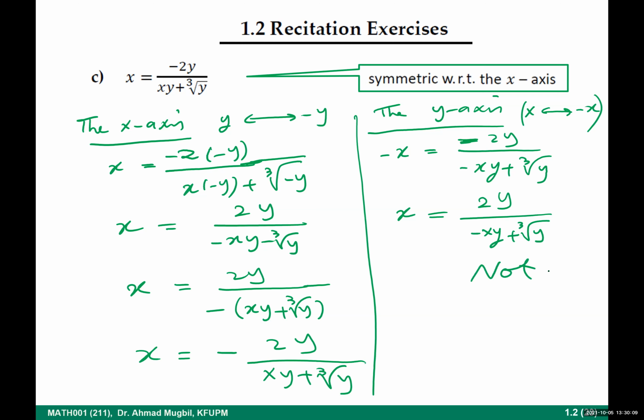It is not. So what do we conclude about the last type of symmetry? The origin is not. Why is it not? Because we don't have xy symmetric. Yes, if it is symmetric with respect to the origin, then it will be symmetric for all. It is symmetric for the x-axis, and it is not with respect to the y-axis, so it will not be symmetric with respect to the origin.